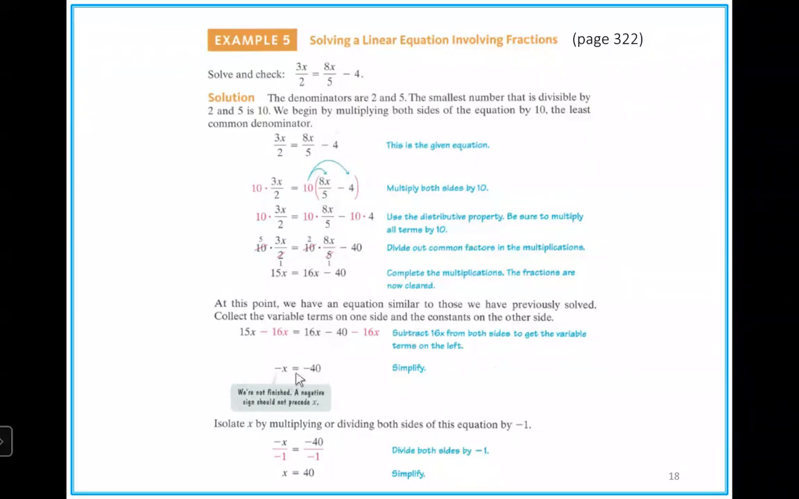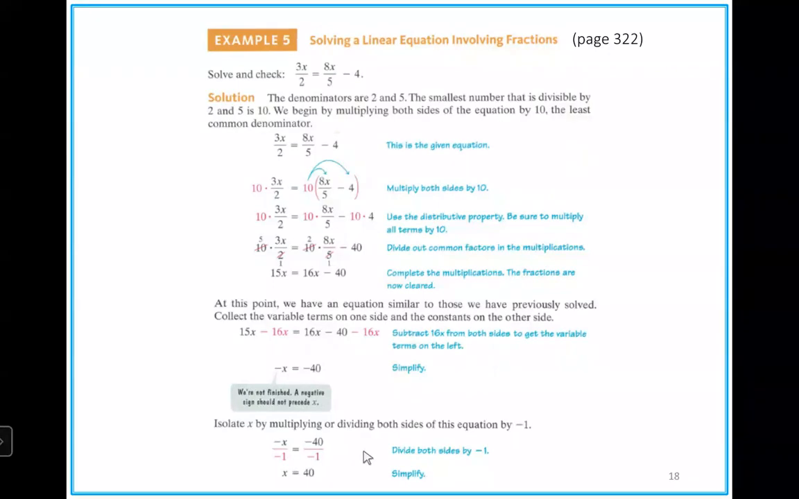Now, when we are solving equations, we don't solve for negative x, we solve for x. So since this is negative x, and remember negative x is the same as negative 1x, the coefficient is negative 1. So you're going to divide both sides by negative 1. And so negative x divided by negative 1 gives you positive x, and negative 40 divided by negative 1 gives you 40. So our answer is x is equal to 40.